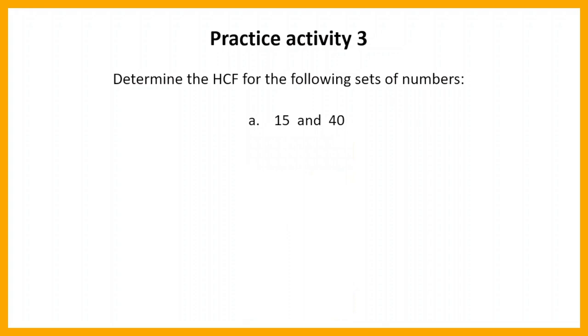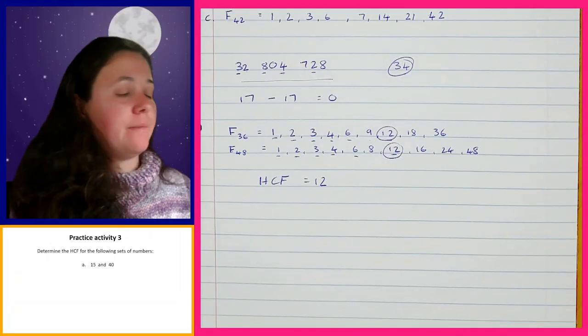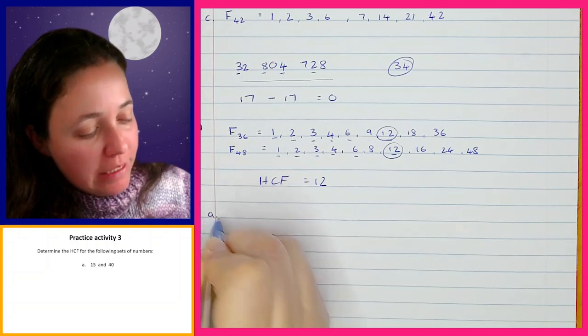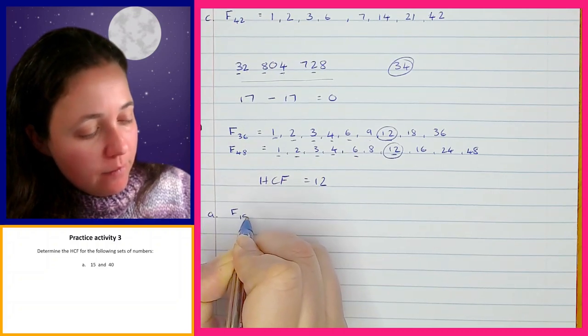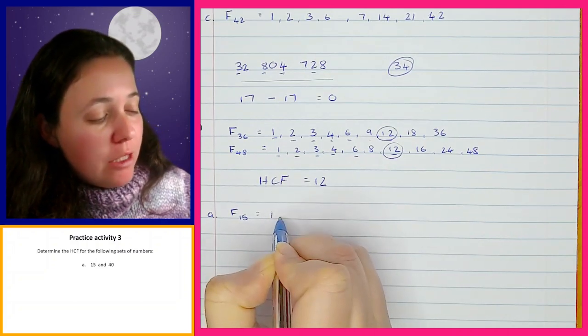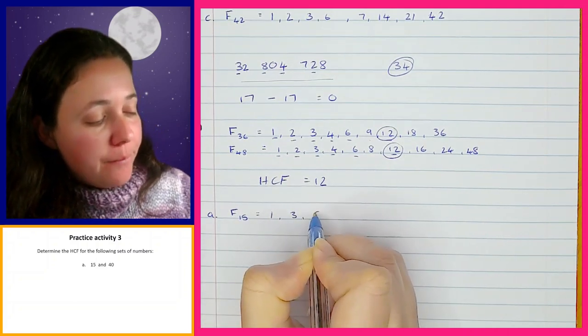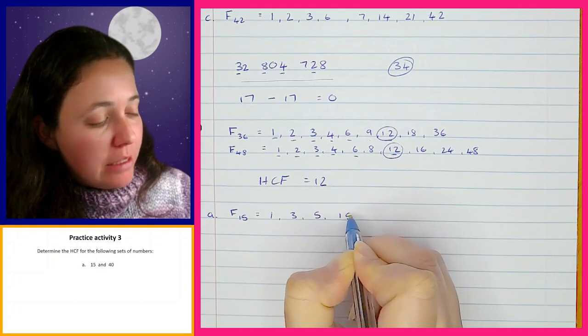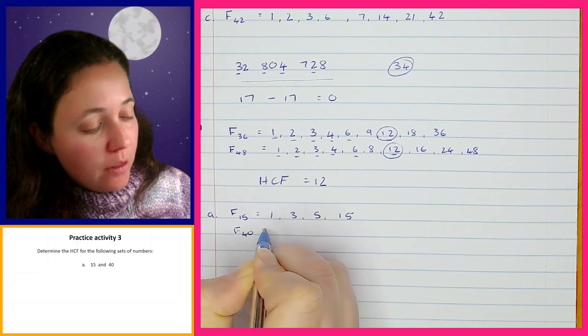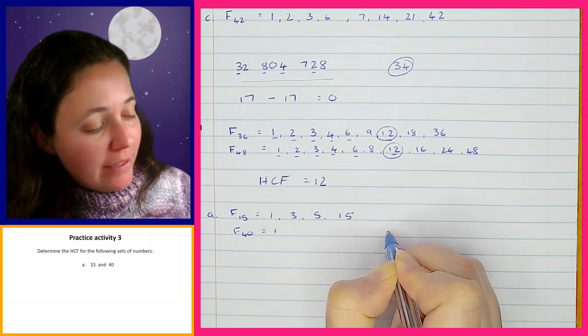Okay, you should be done with that question now, so let's go through the answer. So the first one we have is 15. We need to find the factors of 15. So for the factors of 15, we've actually already done it, so I'm just going to write them down. So that is 1, 3, 5, and 15. We did that in a previous question. Then the factors of 40. We start with 1, and our last factor is going to be 40.